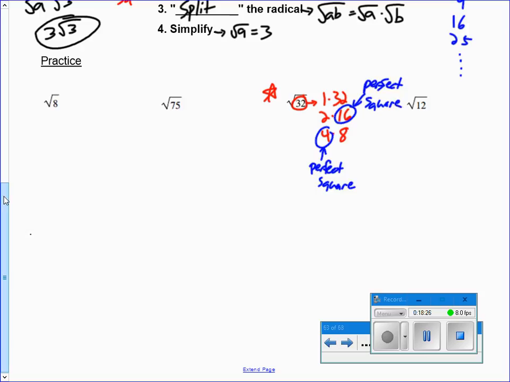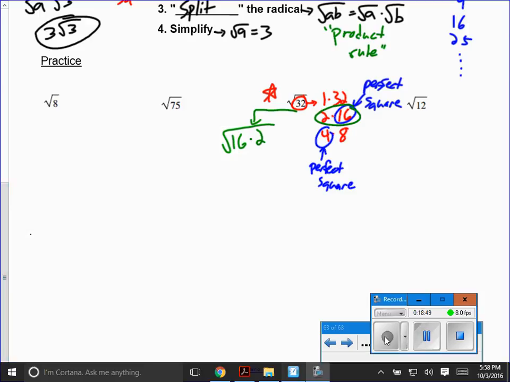So if you have two perfect square factors, you want to use the larger of the two. So here I'm going to use the 16 and the 2 instead of the 4 and the 8. So rewrite this as square root 16 times 2. Now I split that using the product rule. Remember, this up here is called the product rule. So the product rule says I can split this square root, make this square root 16 times square root 2. Now I can simplify, since square root of 16 is a perfect square. Square root 16 is 4. I have 4 square roots of 2.